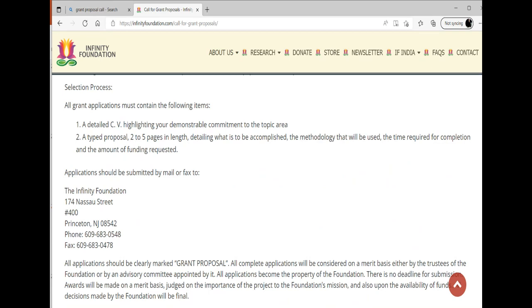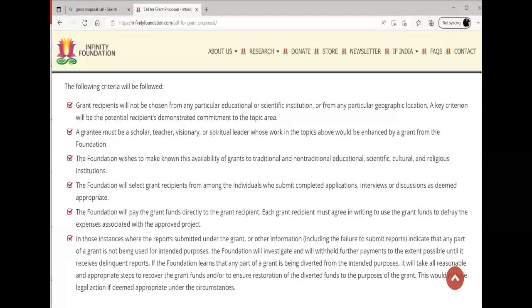And then it gives information on the submission. That application should be submitted either by mail or fax to that address. And there's also phone numbers, so in case you've got questions, you can call. And how you should submit your proposal as well: it should be marked grant proposal. Okay, so there you have it. And then the criteria in terms of what the reviewers are going to be looking at.